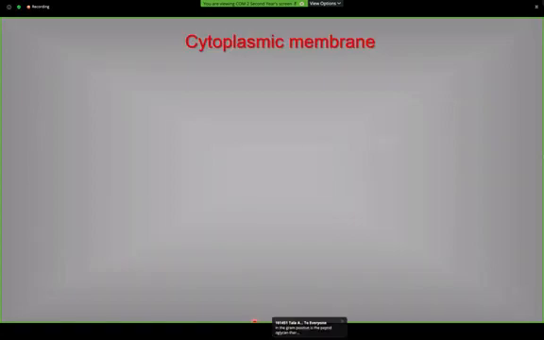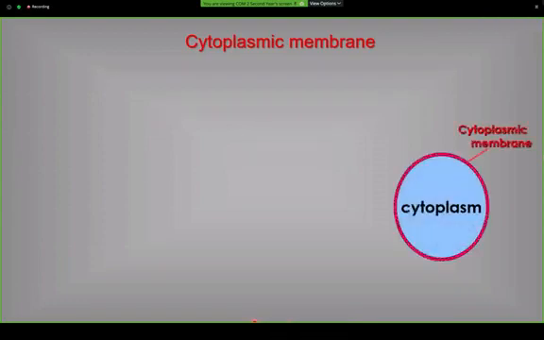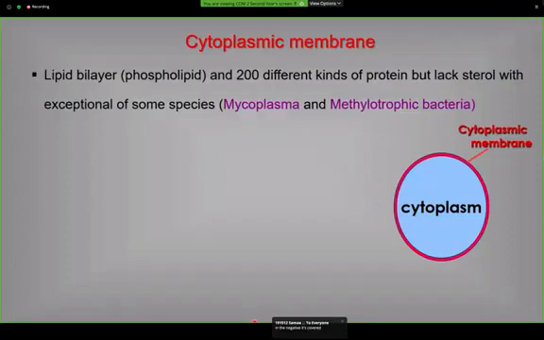Following the cell wall, let us go towards the inside. We have what we call the cytoplasmic membrane, which is a layer surrounding the cytoplasm, the jelly-like water. The cytoplasmic membrane is built of phospholipid and more than 200 proteins. So it's phospholipid and protein. This is the constituent of the cytoplasmic membrane.